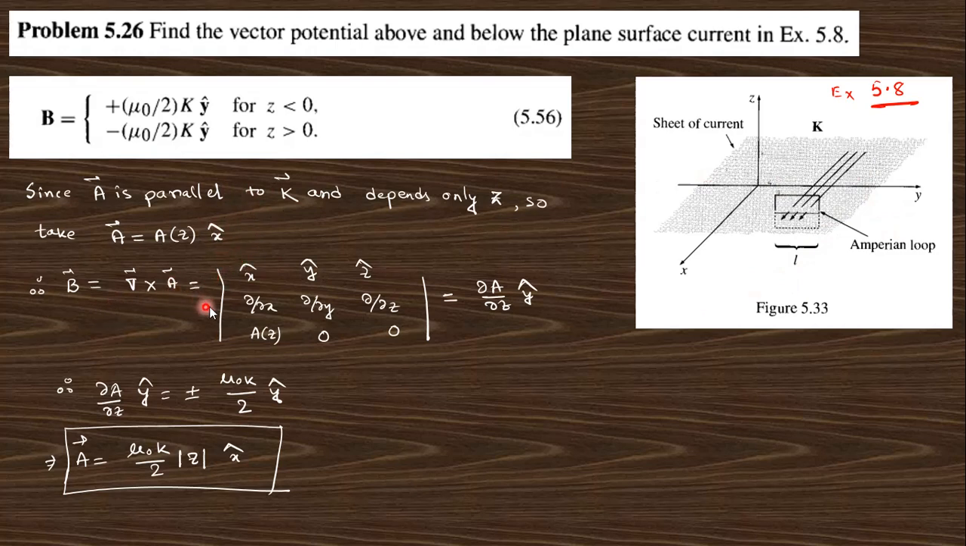So B equals curl of A. If you take this, only the x-hat component is present, so del A del Z. If you compare these two things, putting in this value of the magnetic field, you will get this value of A like that. Go to the next question.